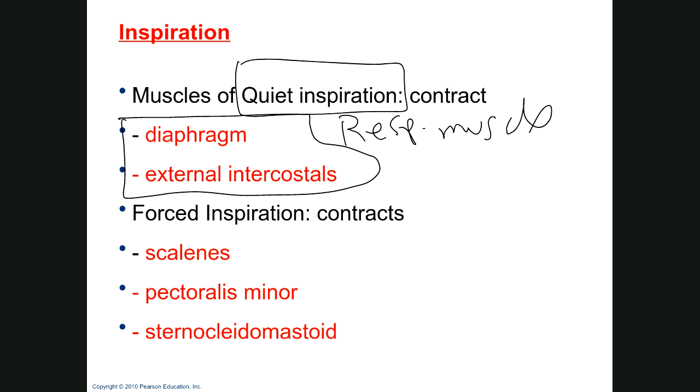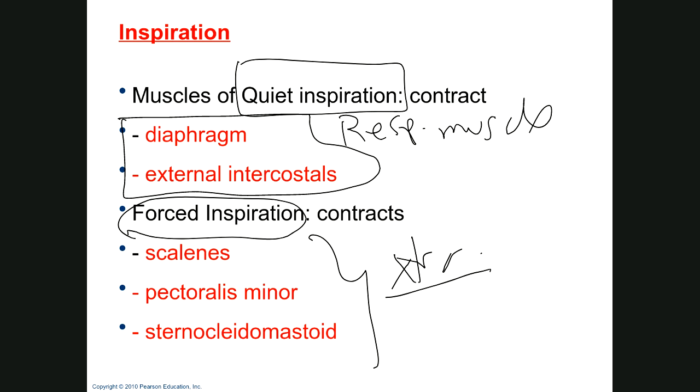If you want to force more air into the lungs, now you need to contract extra muscles. The extra muscles of inspiration are the scalenes, pectoralis minor, and sternocleidomastoid. And again, do know which ones are the muscles of forced inspiration.